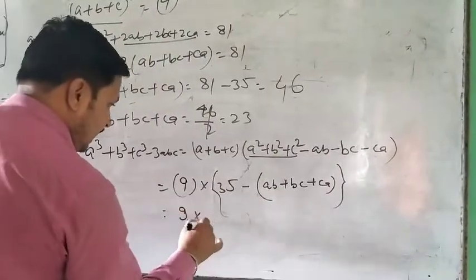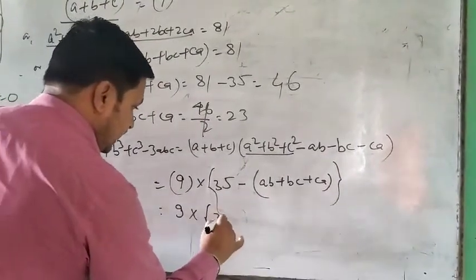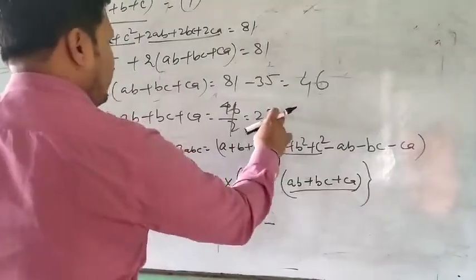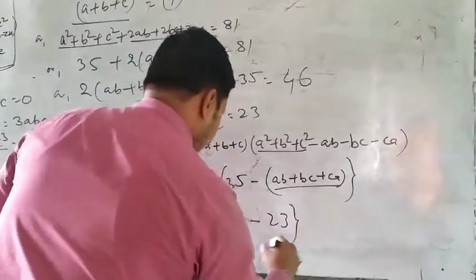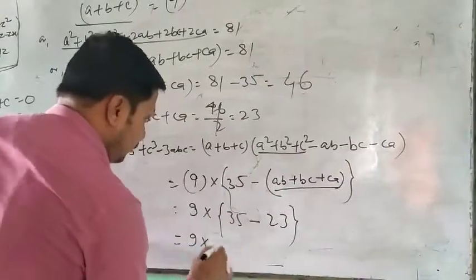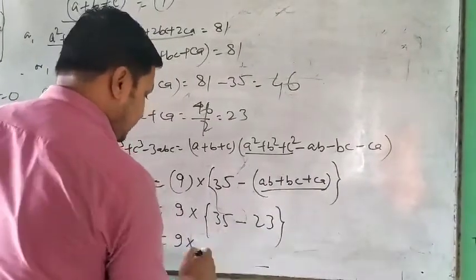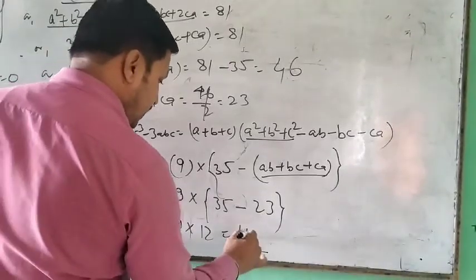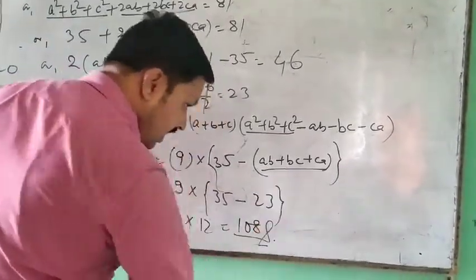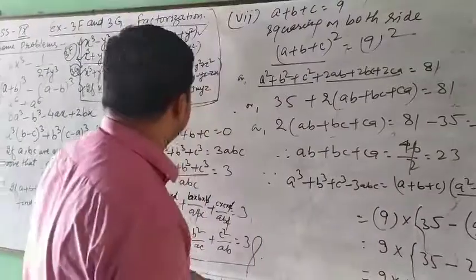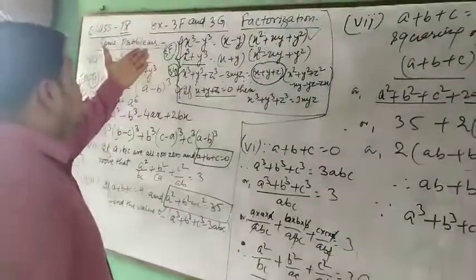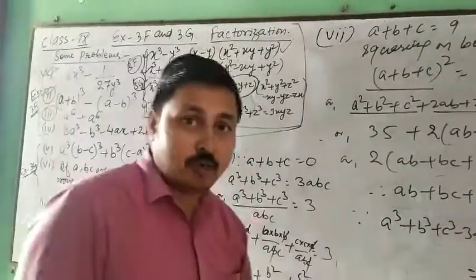Now 9 into (35 minus, what is the value of this?) It should be 23, and 9 into, this should be subtracted, we got the result 12, and 12 into 9 is 108, and that is your answer. Now you finish, I finish your chapter number 3, factorization of polynomials.